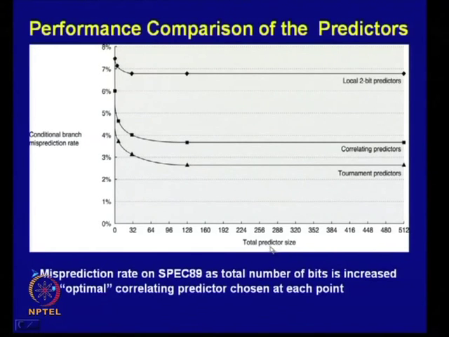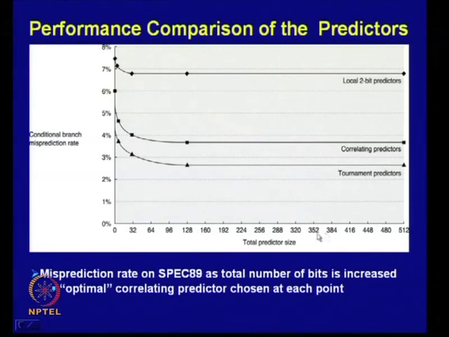We can broadly categorize the predictors into three types: local, purely based on local information, and we have seen the 2-bit predictor gives you better results. So, local 2-bit predictor. Another uses both local and global information, known as the correlating predictor, and the third category is the tournament predictor. Here you can see for different predictor sizes how the performance changes. This is based on the misprediction rate of SPEC 89 as the total number of bits is increased.